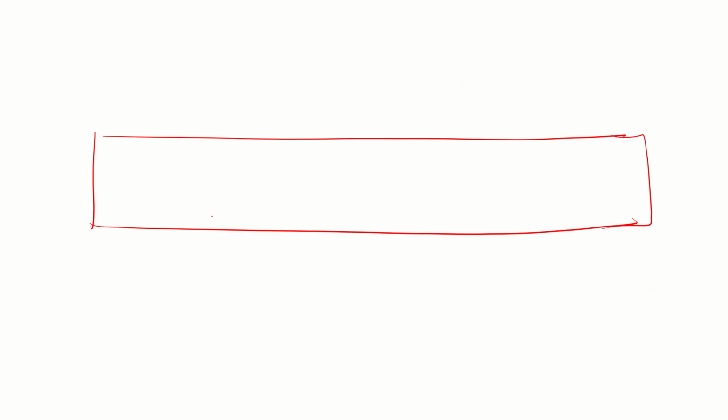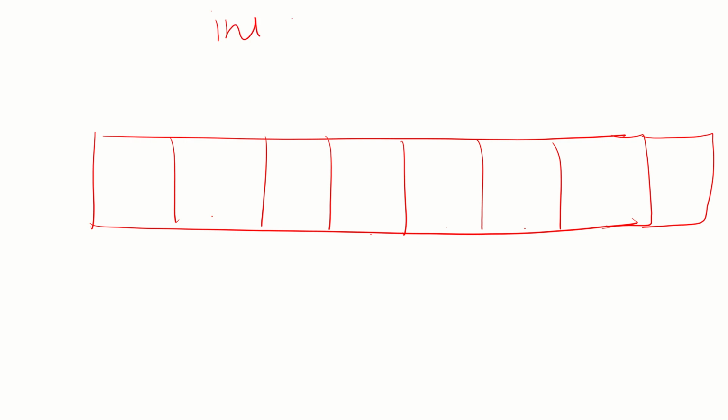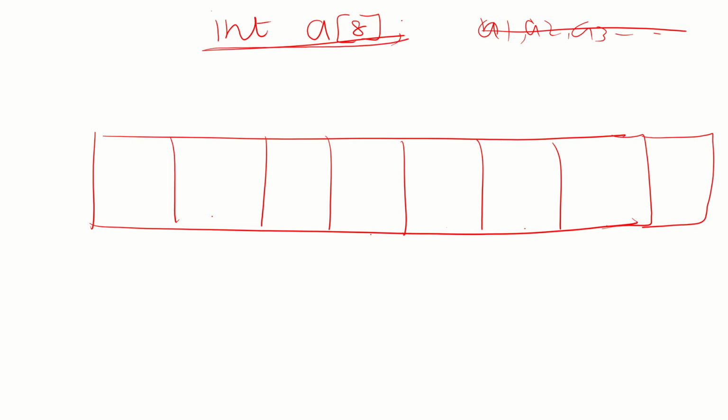So consider this example. I am having an array. Array of integers means I am allocating the memory required. So 1, 2, 3, 4, 5, 6, 7, 8. If I say I'm allocating 8 memory locations, I have to declare it like this: int a of 8. So this is the declaration. We don't declare it as a1, a2, a3 and so on. In the variable declaration, we say int a of 8.